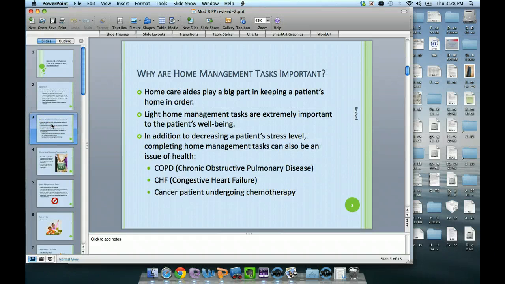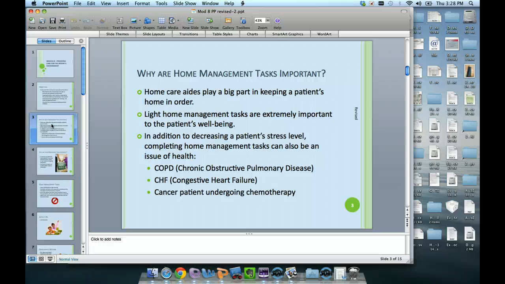So why are these tasks important? We play a big part in keeping a patient's home in order. This includes a little bit of household cleaning. Some of us don't feel like home management tasks are part of our job. A lot of times it's said, I'm an aide, not a maid. You guys probably say this at home.